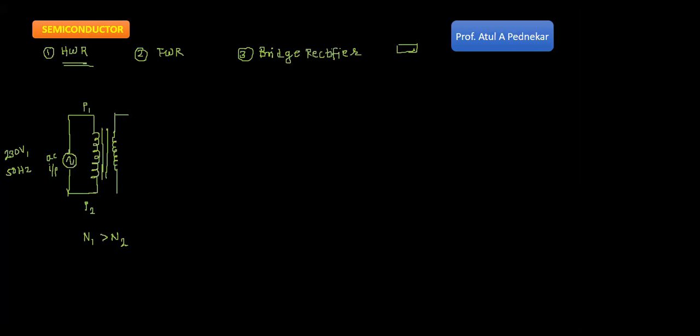Are you clear? Okay. Now what I will do is simply connect a diode over here. So this is a diode. The S1 terminal of the secondary is connected to the P side of the diode, and this is the N side of the diode. So it's a very simple circuit diagram.